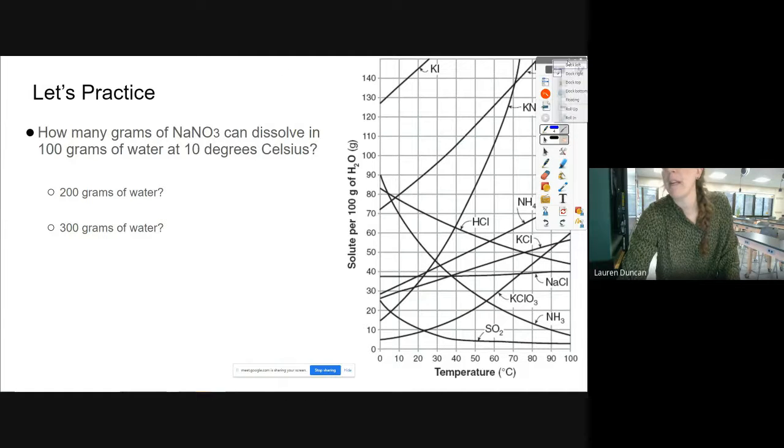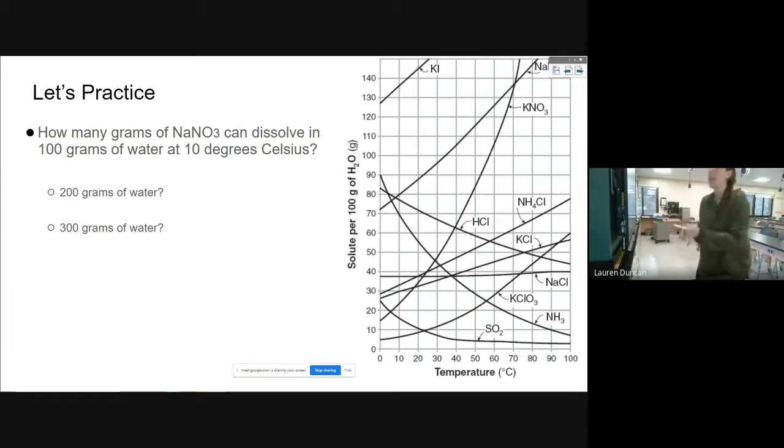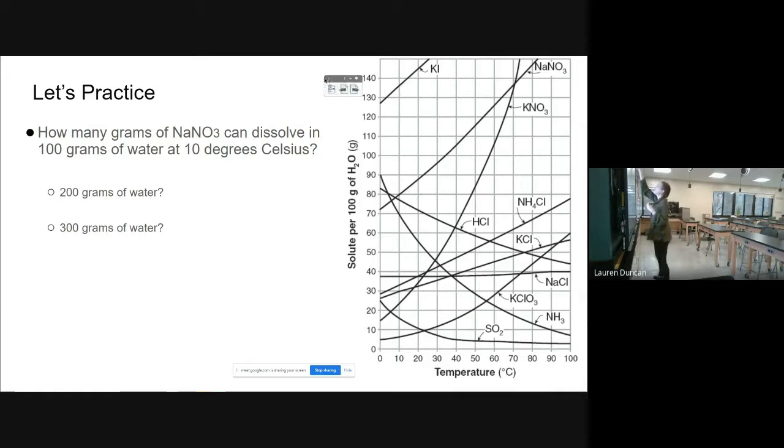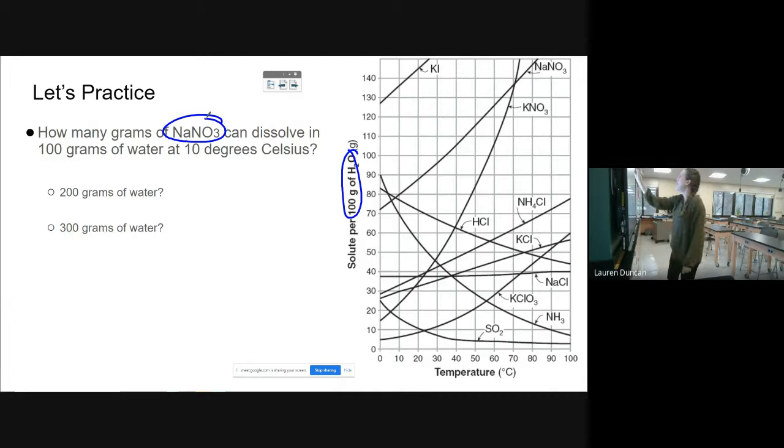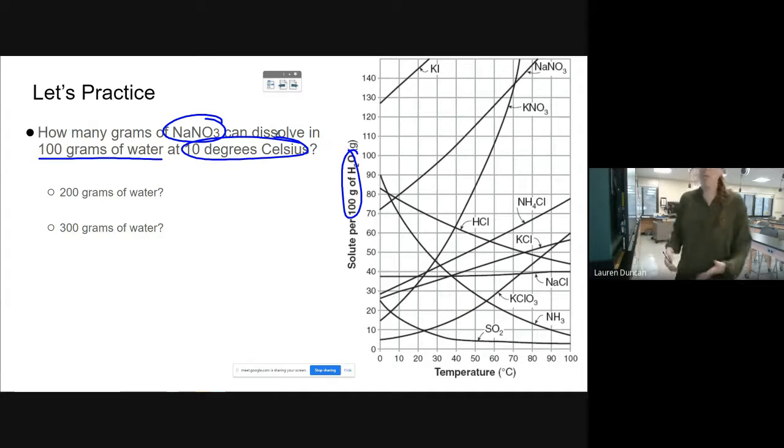Other times you have to think about it a little bit because that whole point that I keep trying to reiterate, the 100 grams of water, that's the amount of solvent you're using, is important. So the first let's practice says how many grams of NaNO3 can dissolve in 100 grams of water at 10 degrees Celsius. So as long as the amount of water given in the problem, the 100 grams, matches the 100 grams on table G, you can literally interpret the table as is.